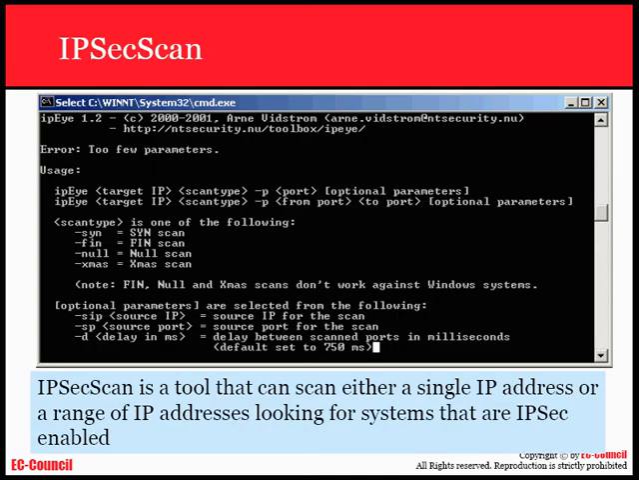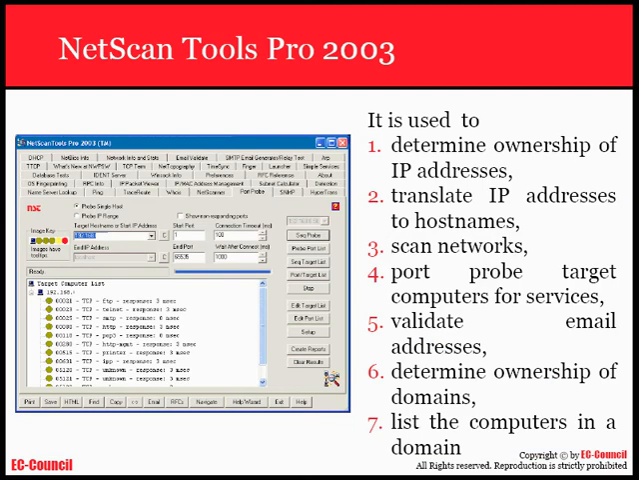IPsec scan is also a thing that I can do to scan different networks, and this tool is used to scan either a single IP address or a range of addresses looking for different ports that are running IPsec. I can also use another all-in-one tool called NetScan Tools Pro. Now with NetScan Tools Pro, I can basically run all kinds of tests. I can see who owns what IP address, I can try to resolve the names, I can do scans on the whole network band, I can probe for different services. It really is a multi-purpose all-in-one tool.